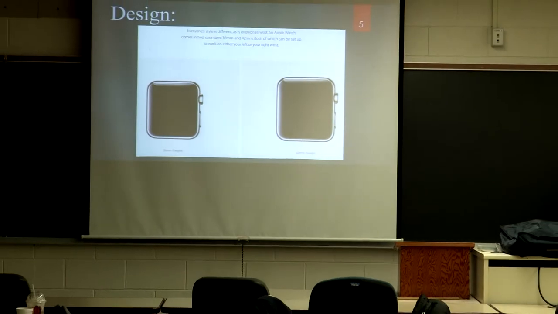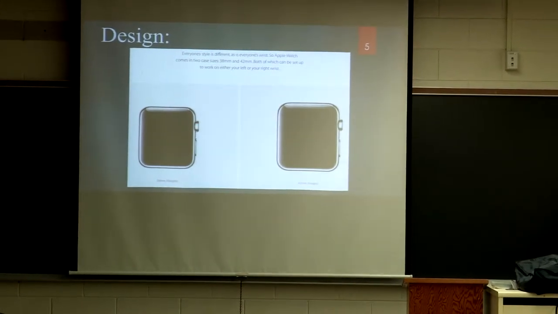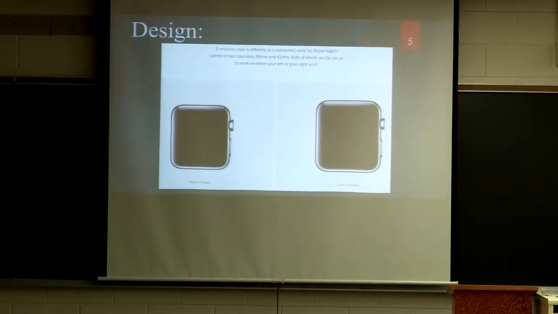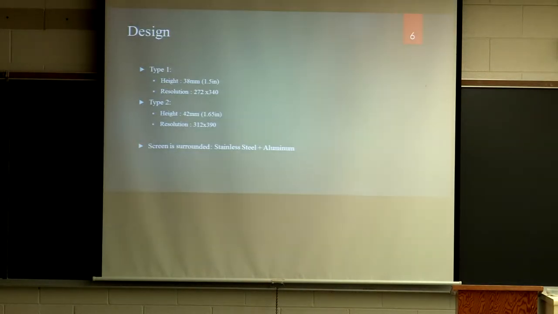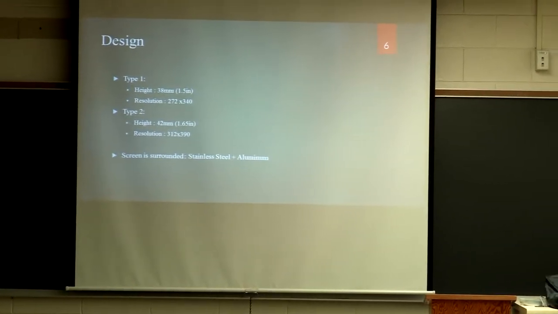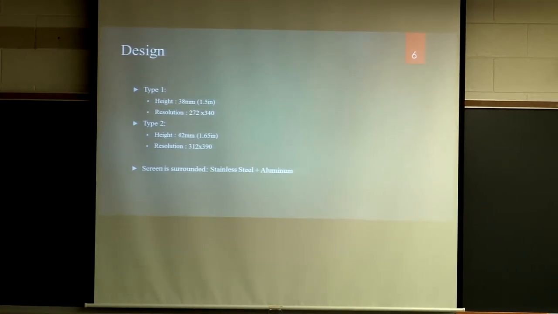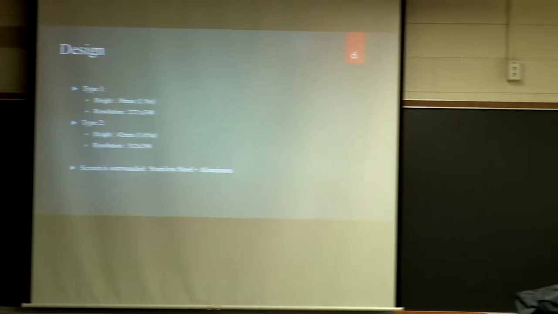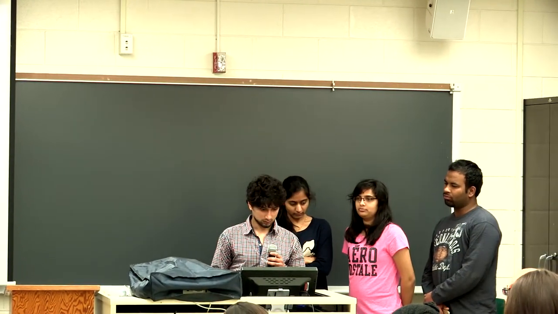And this is the design of iWatch. So everyone's style is different as everyone's wrist. So Apple Watch comes with two case sizes. One is 38 millimeter height and the next one is 42 millimeter height. So there are two types of design. They have two resolutions. The first one is 272 into 340. Resolution describes the clarity of the image. So the more you have the resolution, the clearer the image will be. And then the screen is surrounded by stainless steel and aluminum.